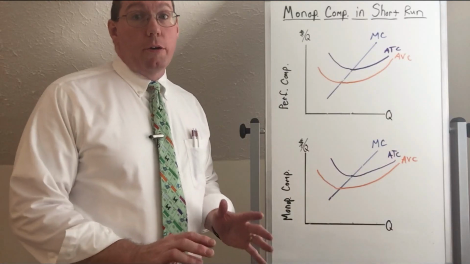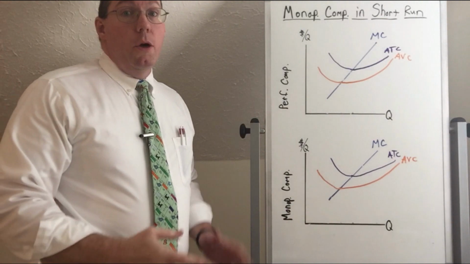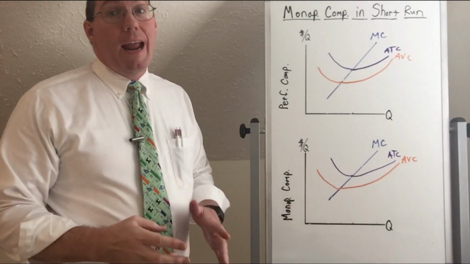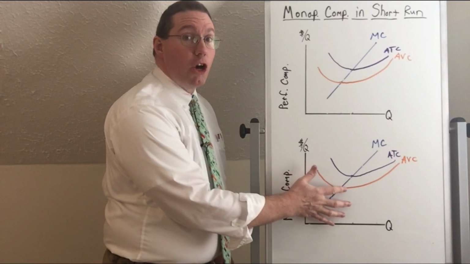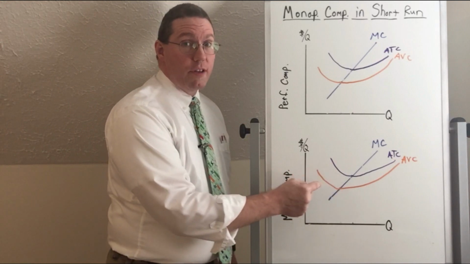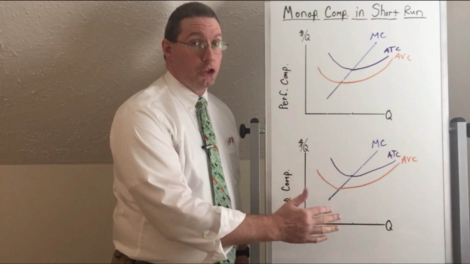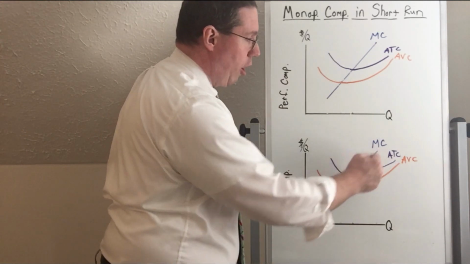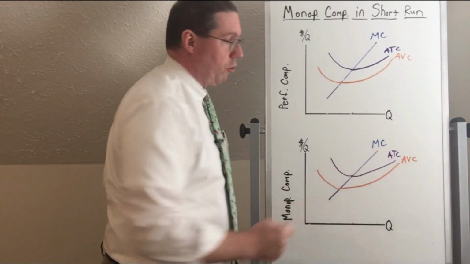All right, so in order to understand monopolistic competition in the short run, what I'm going to do is compare its market structure. Here's monopolistic competition. This is a cost structure. All you're seeing on here are the costs, and we call that the cost structure. We have a marginal cost curve, an average variable cost curve, and an average total cost curve.